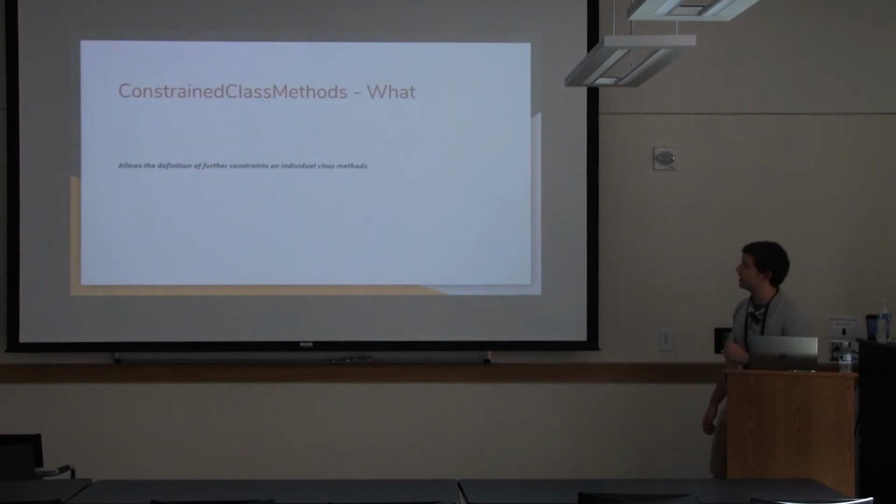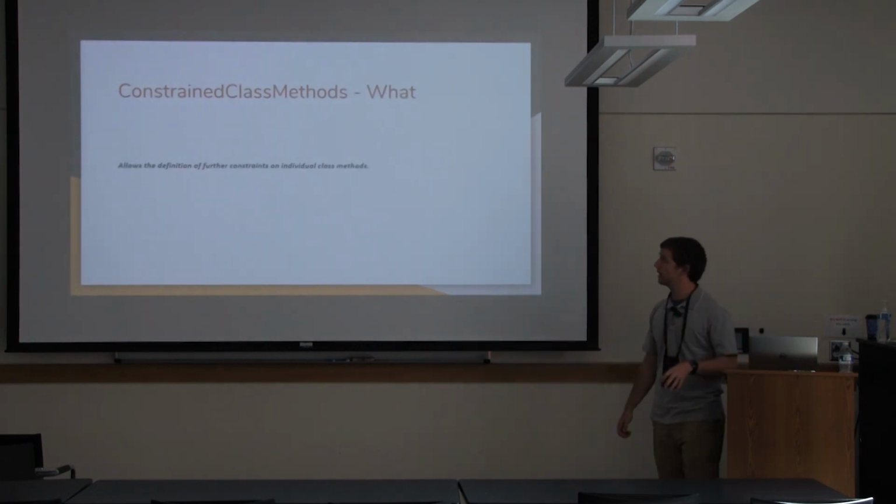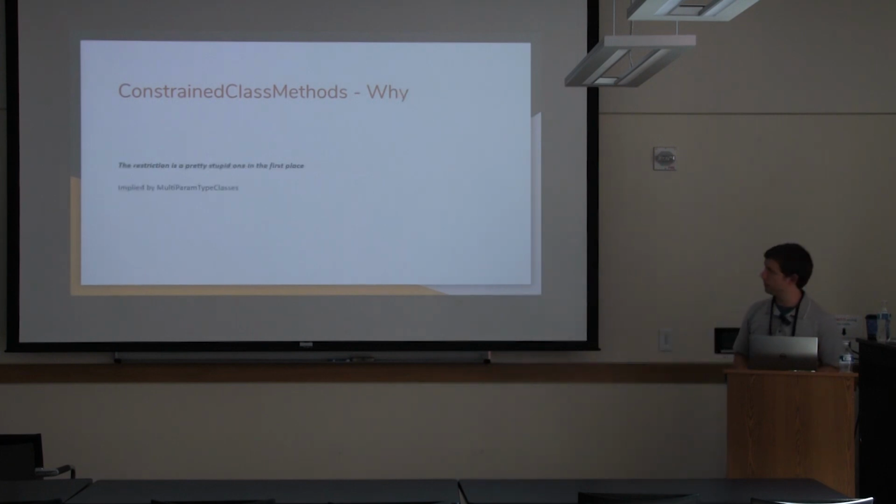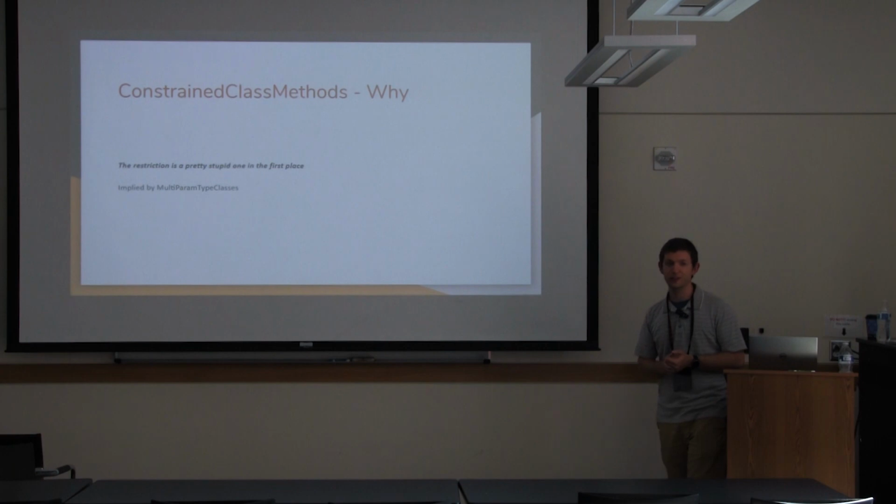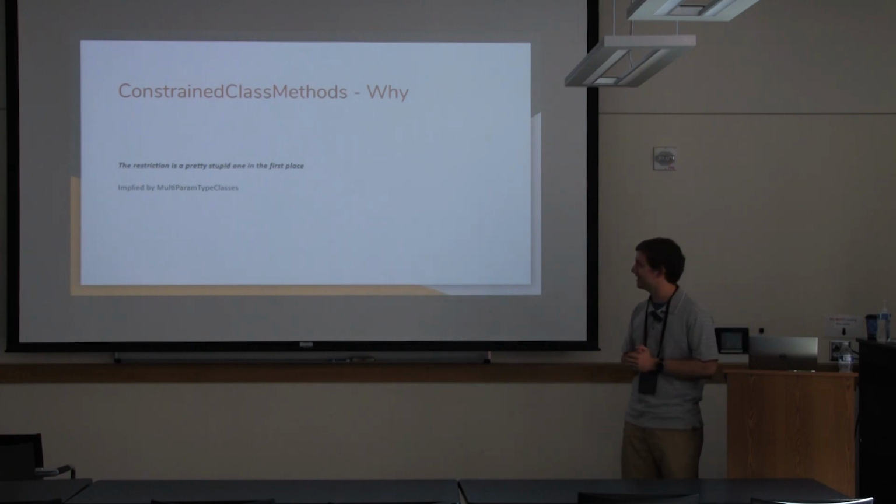All right. So the next one is constraint class methods. So these allow the definition of constraints on individual class methods. So again, taken directly from the GHC user guide, this is a stupid restriction. So they got rid of it. This is actually turned on.